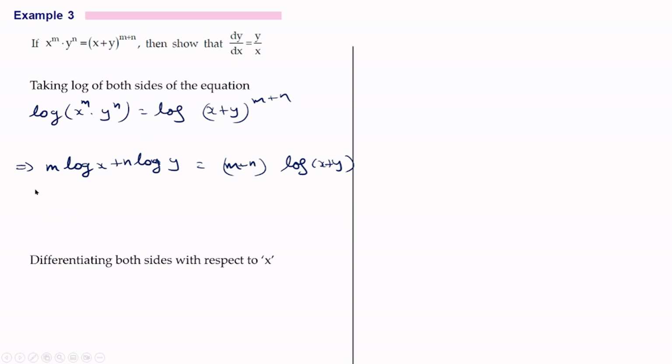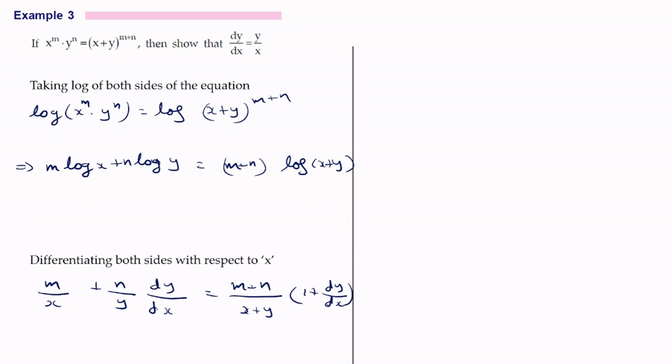Now let us differentiate both sides with respect to x. So we get m by x plus n by y dy by dx equal to (m plus n) upon (x plus y). Here we have to use the chain rule. So it is 1 by (x plus y) into the derivative of x plus y. So it is 1 plus dy by dx.